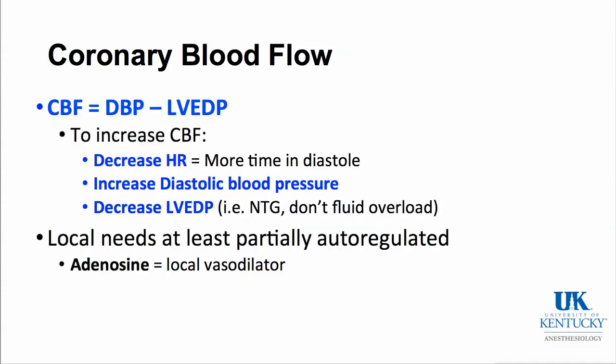Coronary blood flow is mathematically represented as diastolic blood pressure minus the pressure inside the heart at end diastole. Remember, the left ventricle gets its blood during diastole, so diastolic blood pressure is important, and so is the pressure inside the heart, how full it is and how high a pressure it is. The higher that pressure inside the heart, the harder it is for blood to go from the epicardium into the endocardium. And remember that the subendocardial area is the site of the heart that is at the highest risk for ischemia.